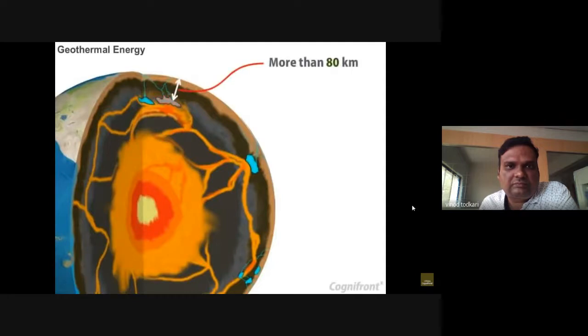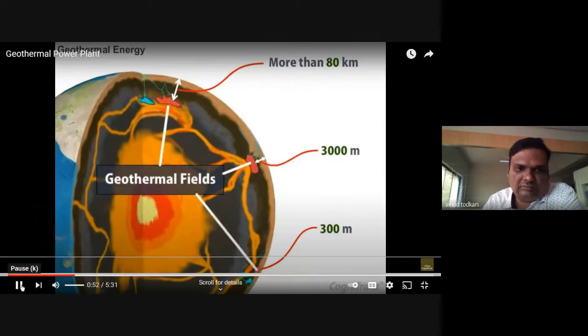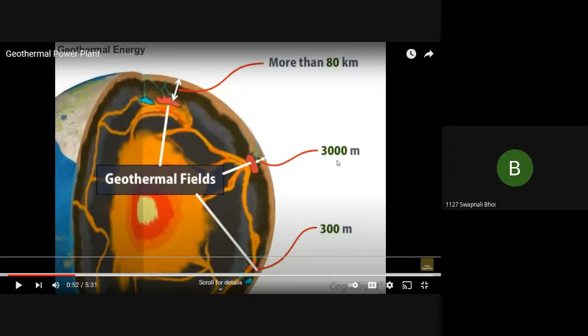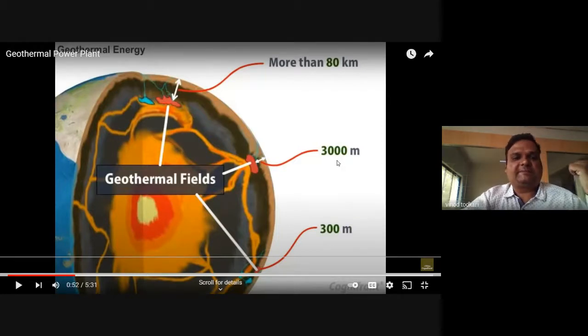Heat inside the earth is available at a depth of more than 80 kilometers. In some locations, it is available at a depth from 300 to 3000 meters. See, sublayer means the depth will be from 300 meters to 3 kilometers. So what is the range of depth for sublayer? Yes, 300 to 3000 meters. The depth will vary from 300 meters to 3000 meters.